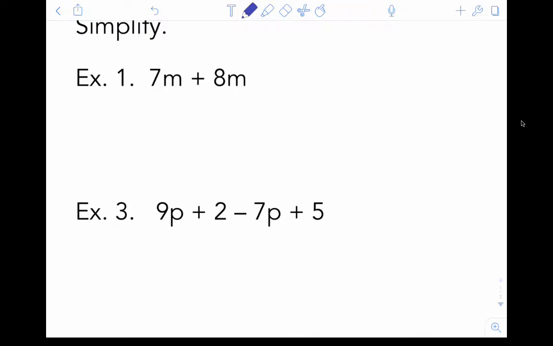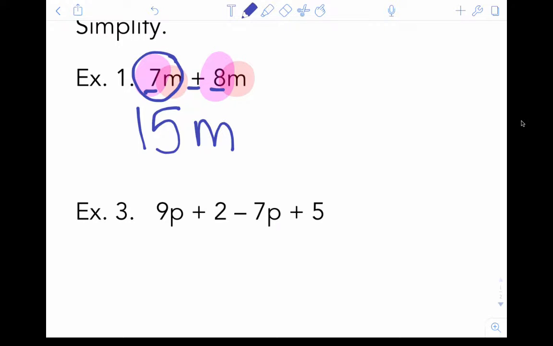So I have 7m plus 8m. These have the same variable, so they are like terms. So I'm going to take the coefficients and combine them. So I have 7 plus 8, which is 15. So I have 15m. One way to think of this is this first part tells me I have 7 m's, and then I'm going to add 8 m's to that. So I end up with 15 m's altogether.